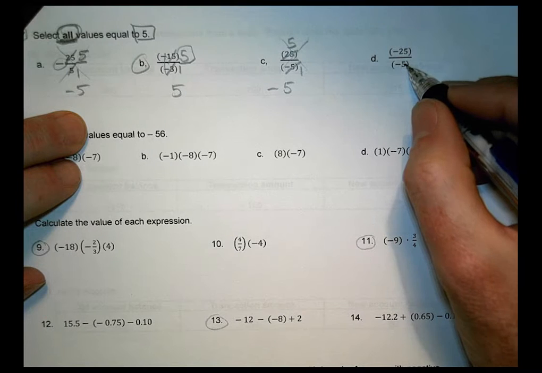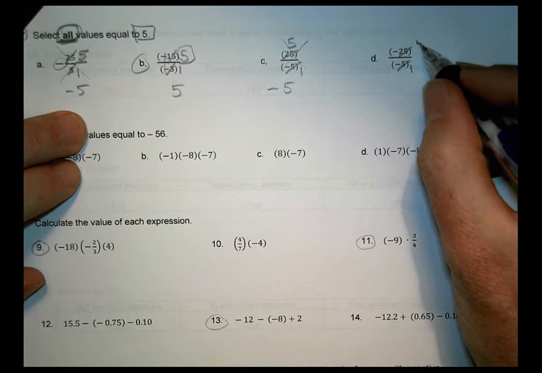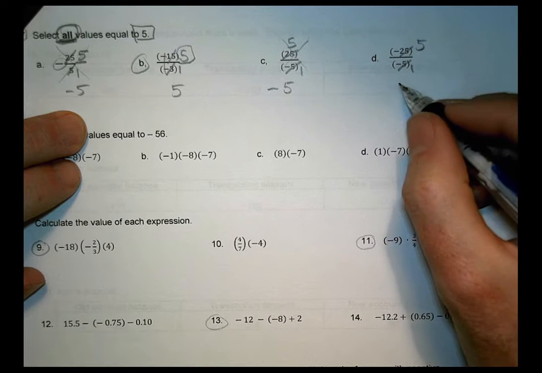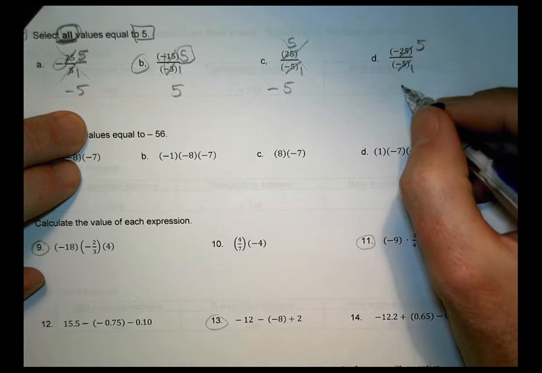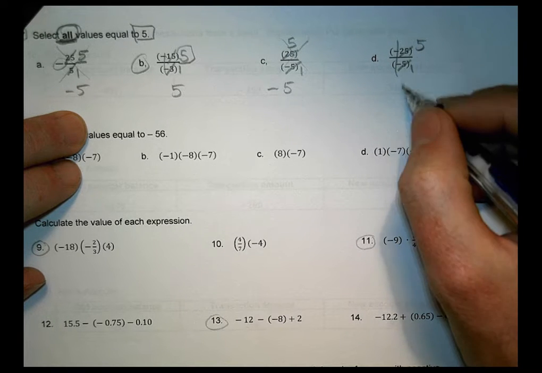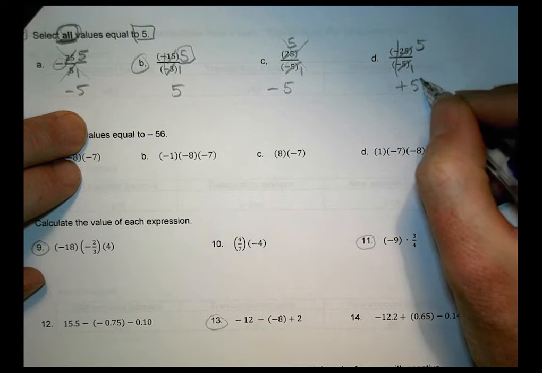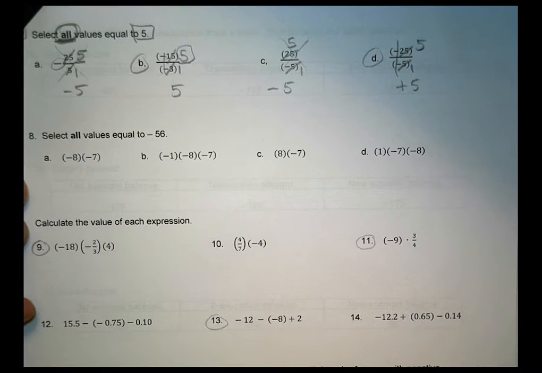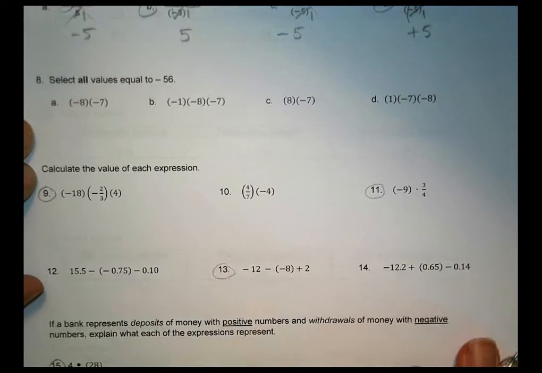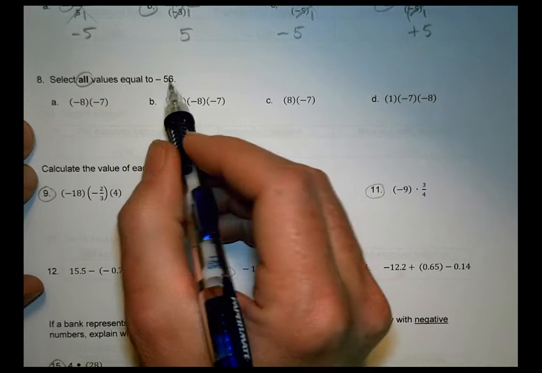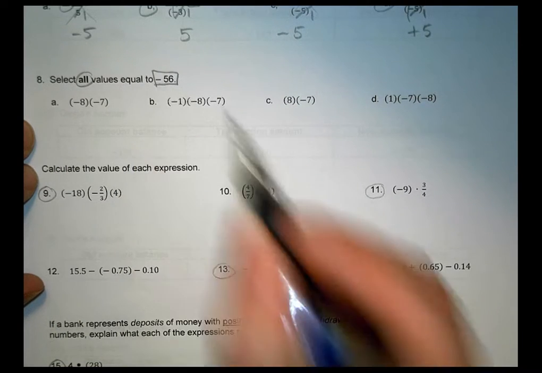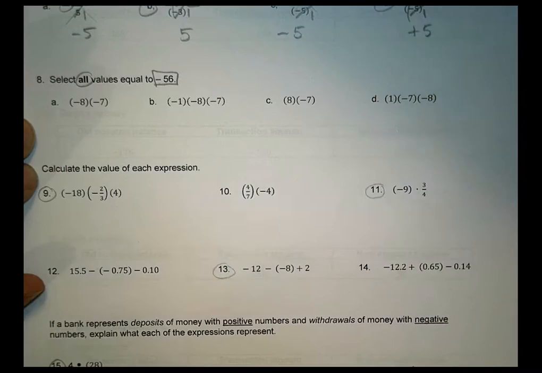25 divided by 5, or 5 goes into 25 5 times. That works there, but a negative divided by negative is a positive, so we end up with positive 5. That's going to work. Okay. Number 8 is the same idea. You're looking for all values that equal negative 56. So work that out and make sure it equals negative 56. All right, I'll let you do that one.